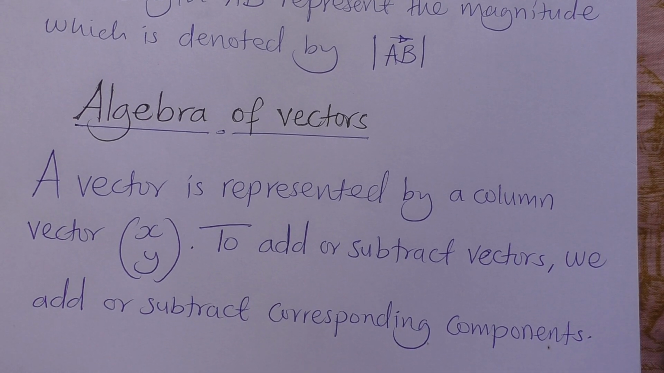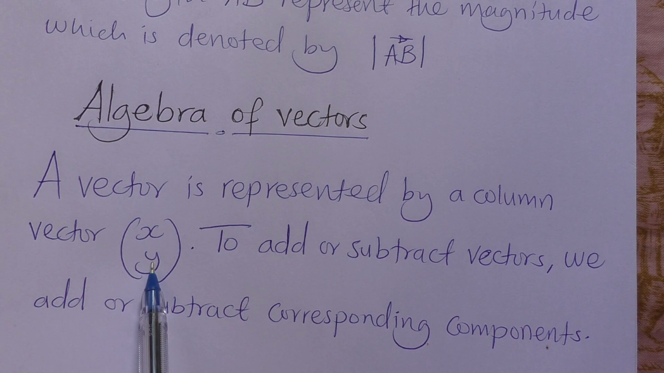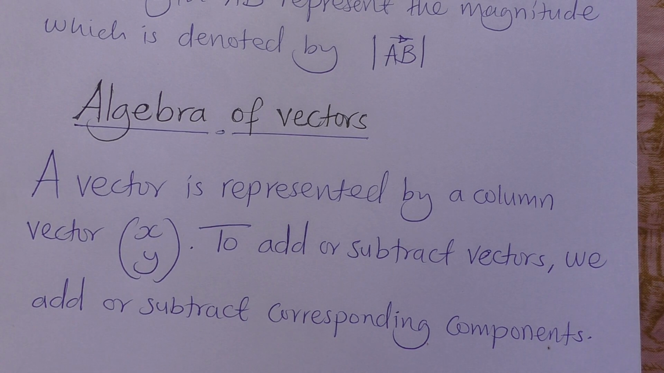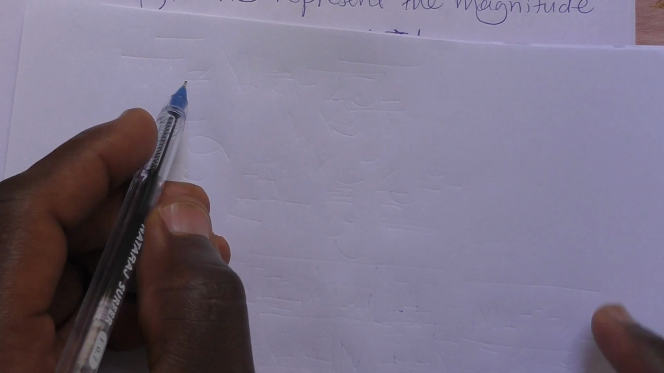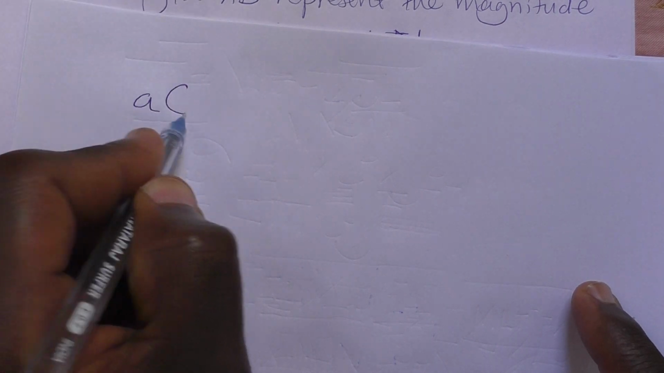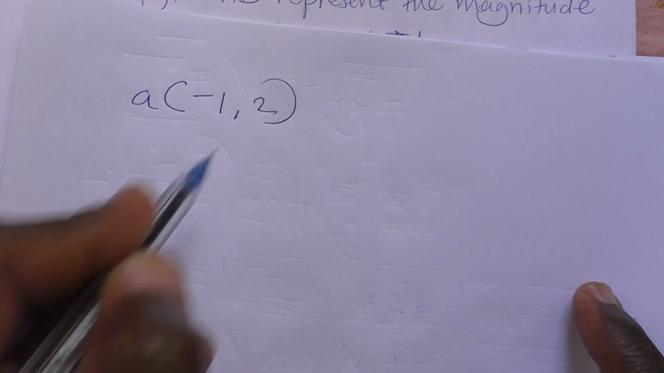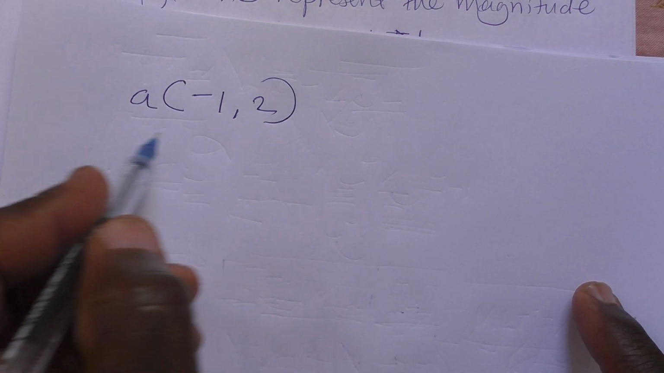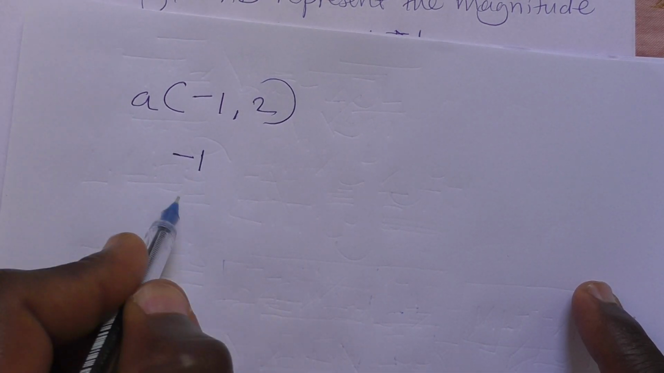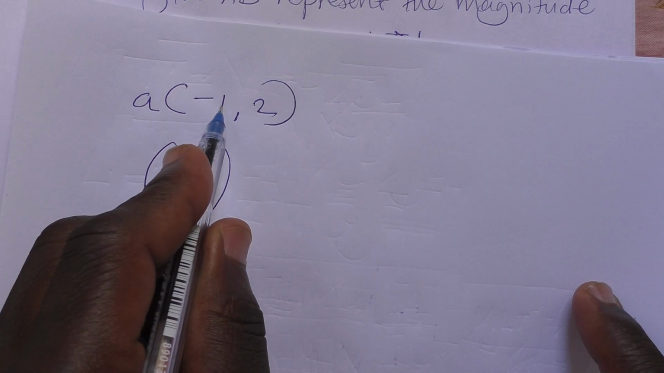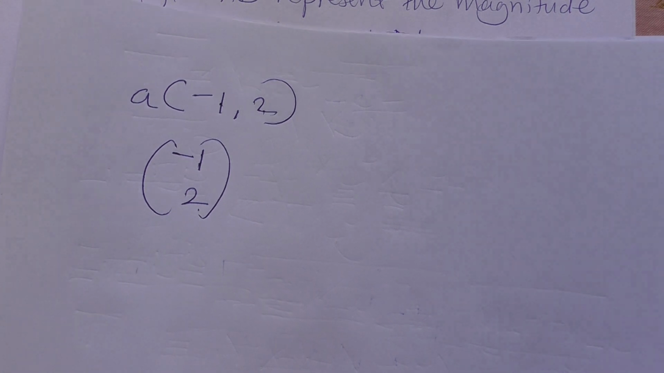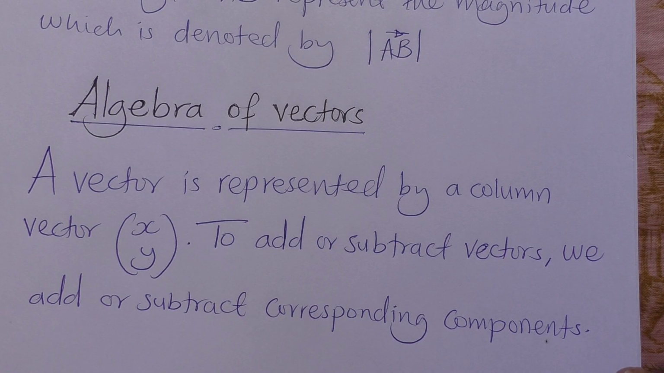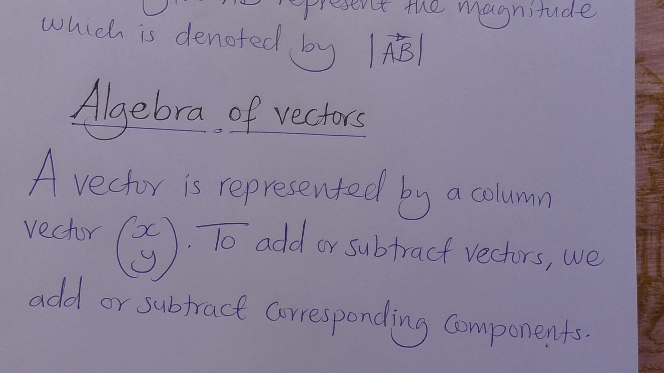A vector is represented by a column vector x, y. So if we want to present a vector from a point, let's say we have point A, which is -1, 2. The vector from here, the column vector, will be -1, 2. So the x coordinate goes up and the y coordinate comes down. So that is how we represent a vector in a column way.